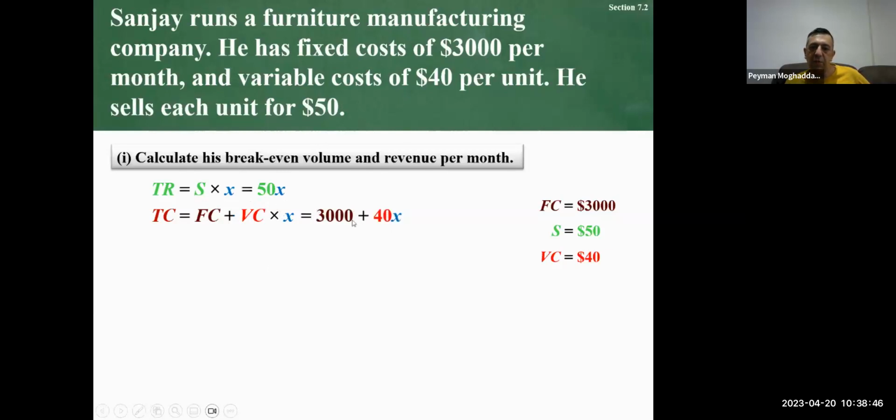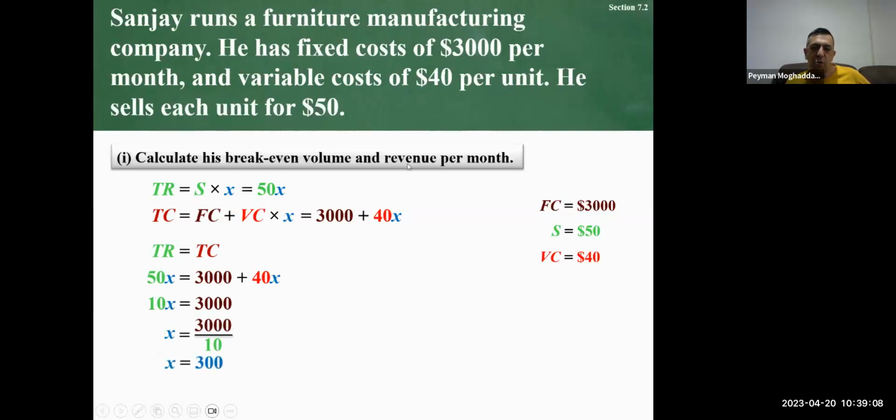So $3,000 plus 40X. Now at break-even, total revenue is equal to total cost, right? So we put 50X equal to 3,000 plus 40X. You remove 40X from the right side to find X, and X is going to be 300.